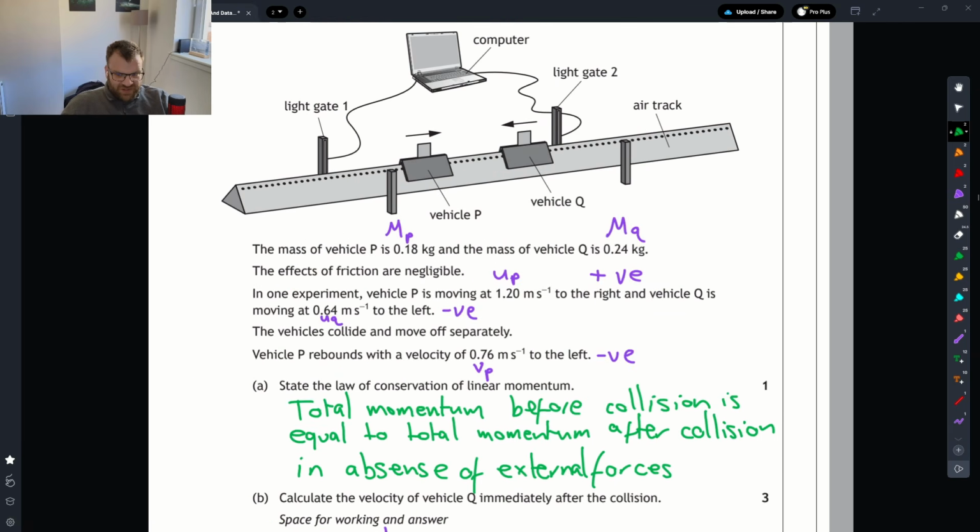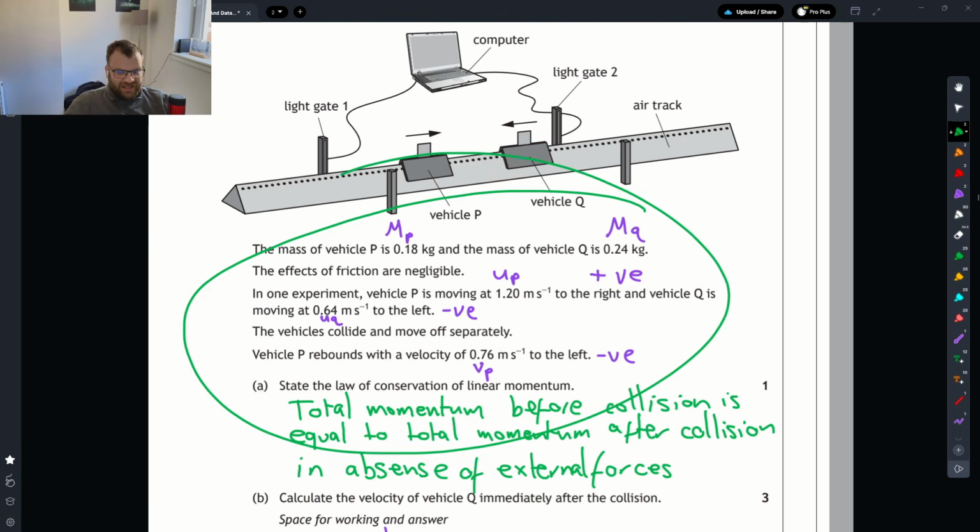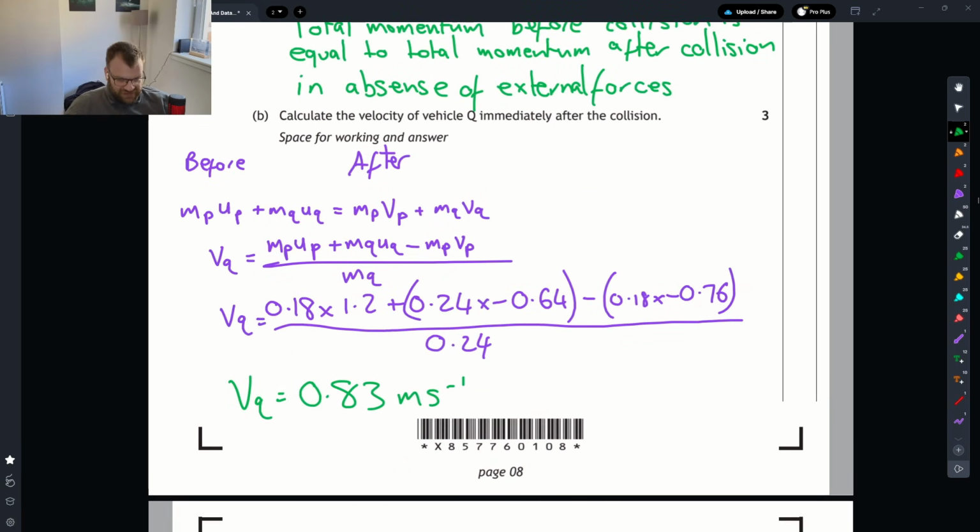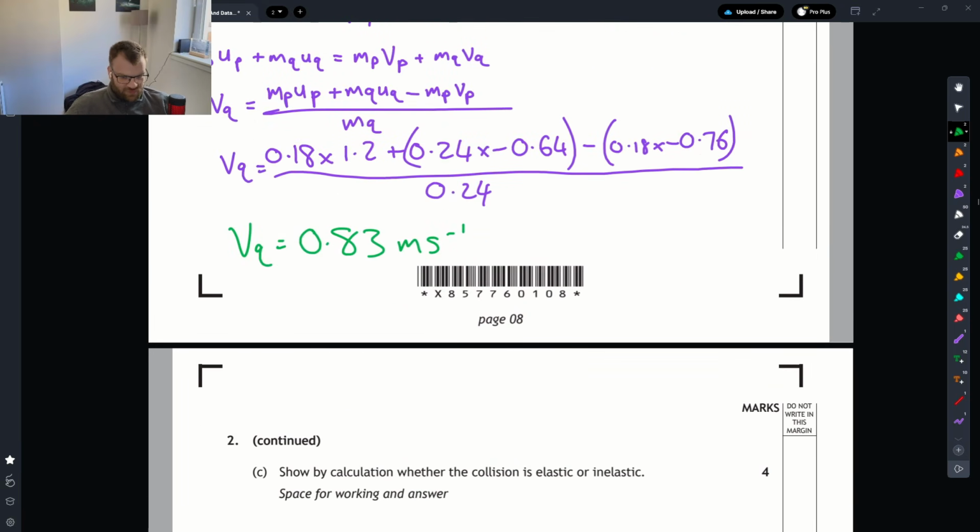So make your decision if you're going to go right positive or left positive. It doesn't matter, as long as you consistently apply that throughout. Putting in the letters helps me to make sure I'm not messing anything up. And then watch out how you're rearranging it, and also make sure you're typing them in correctly. And hopefully that will go smoothly.